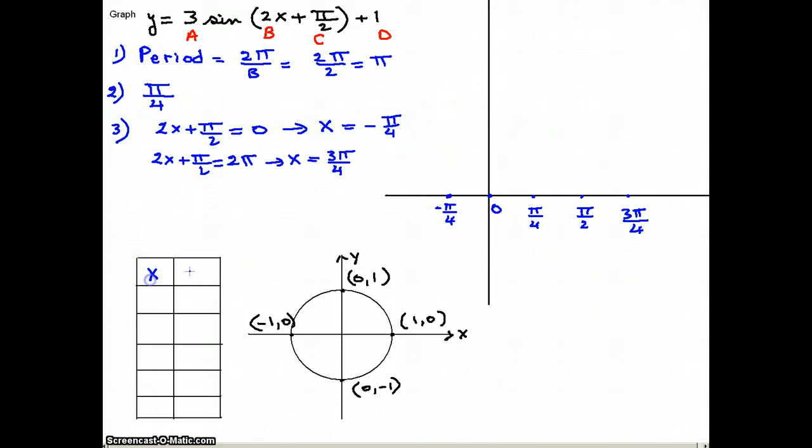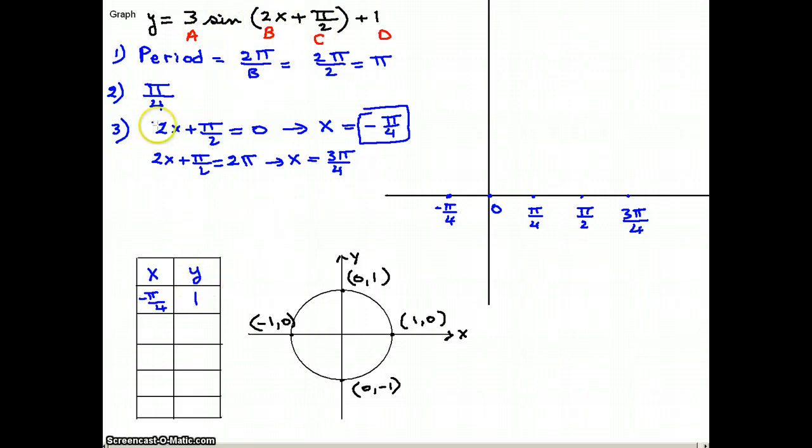I have an x and I have a y. I'm going to start with x equals negative pi over 4 here, and I'm going to plug it into this equation. 2 times negative pi over 4 is negative pi over 2, plus pi over 2, that's a 0. The sine of 0, the angle is 0, and y is 0. So sine 0 is 0, times 3 plus 1. This would be just 1.